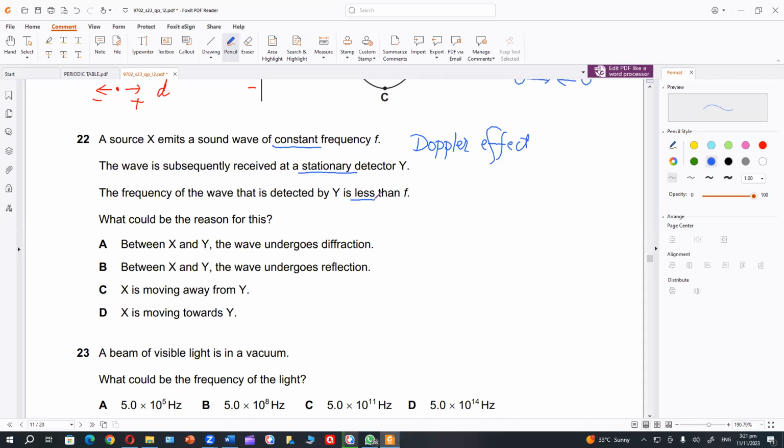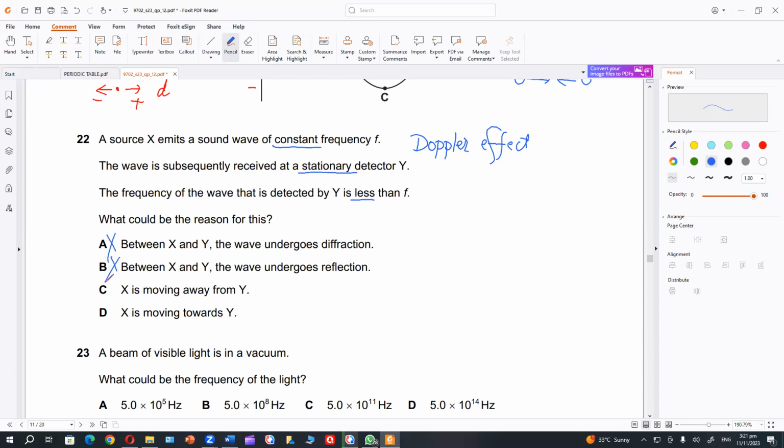It will be the Doppler effect, so then we don't consider A and B. If it is the Doppler effect, I should reject A and B.